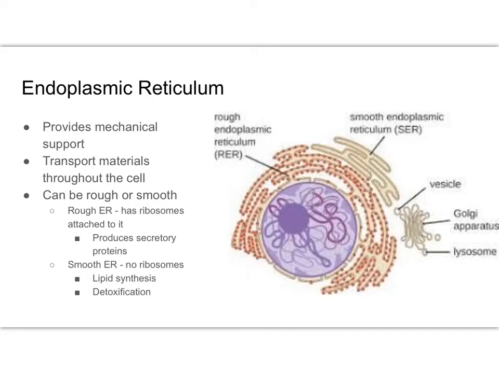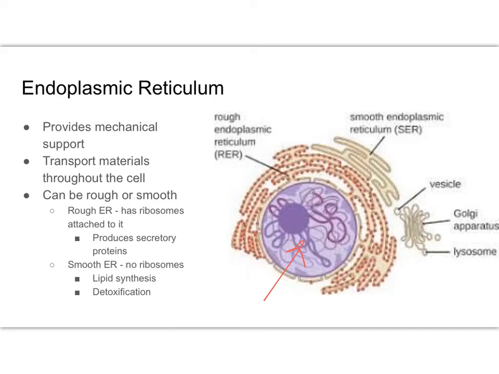The endoplasmic reticulum in general is going to help provide mechanical support, and it's going to help transport materials throughout the cell. If you look at your diagram over here, you will notice this is our nucleus, the purple in the middle here. You'll notice that the endoplasmic reticulum is attached to the nucleus and that it's a network of tubes. Okay? And so because it's a network of tubes, it allows compartmentalization throughout the cell, and it's going to be able to transport things throughout the cell.